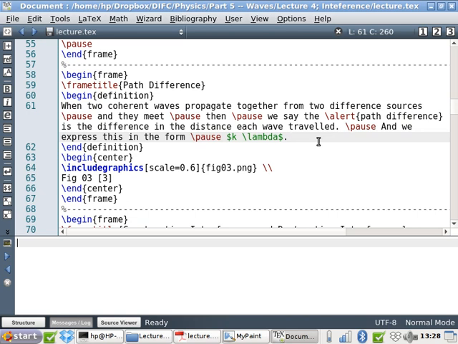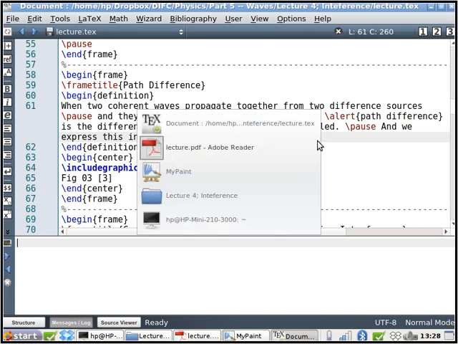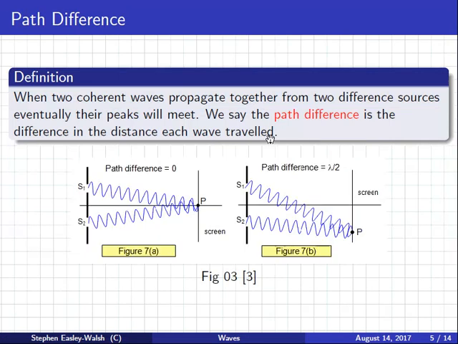In the form K lambda. What is K? Well, it depends on the question. The K is just some constant, so for each question it would be different. In this one here, this is a 0 lambda. This one here, the path difference is a half lambda. K is just a real number. It's how much of a wavelength. So if K is a half, it means the difference in the length is a half of a wavelength.